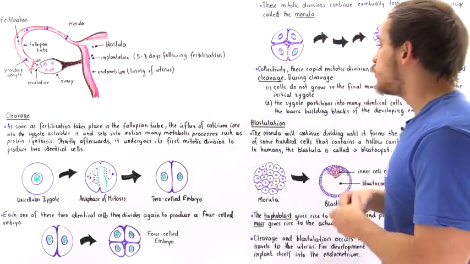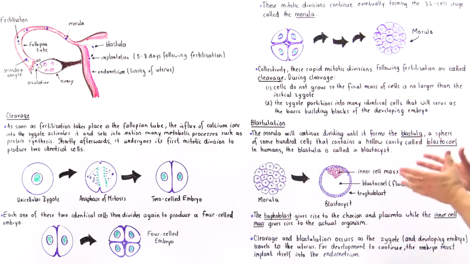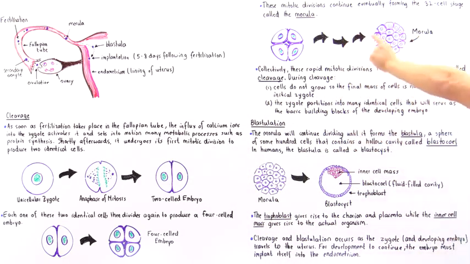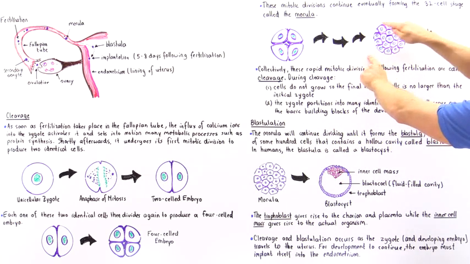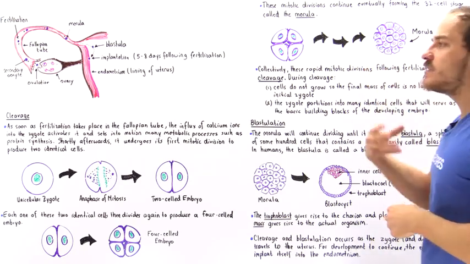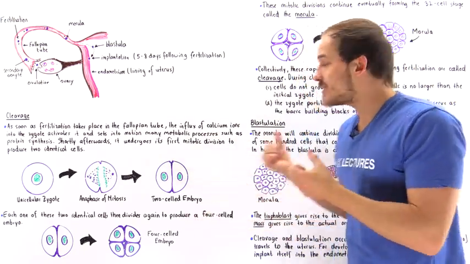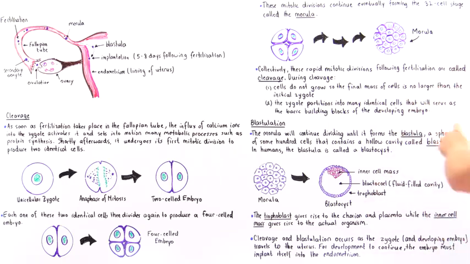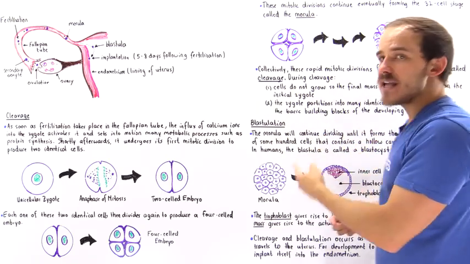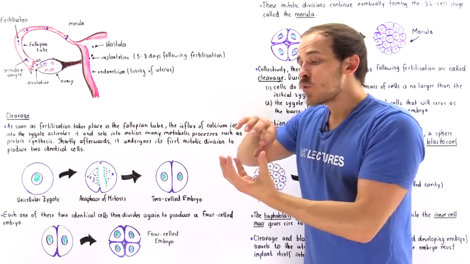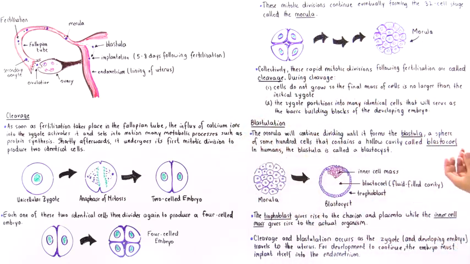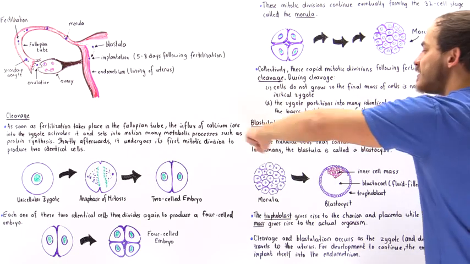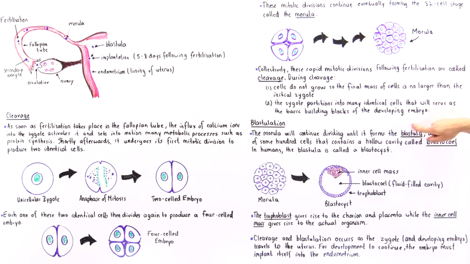Now let's move on to the process known as blastulation. So this structure here, the morula, will continue dividing. These individual cells, the blastomeres, will continue to divide via mitosis until we form a sphere that consists of hundreds of cells. And inside the sphere, we're going to have a hollow cavity that will consist of fluid. And this entire structure is called the blastula, and this process is known as blastulation.